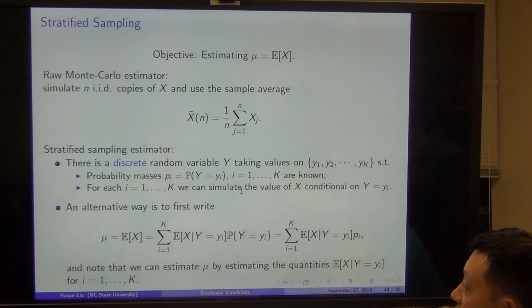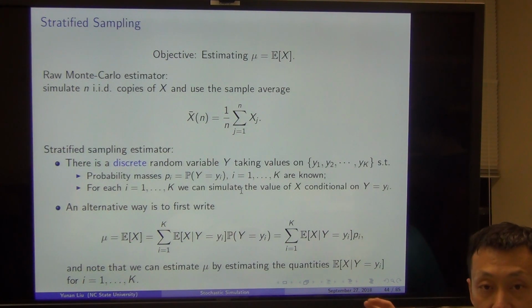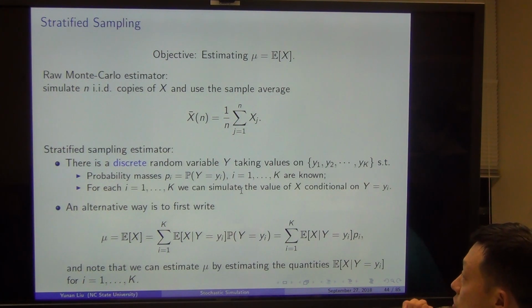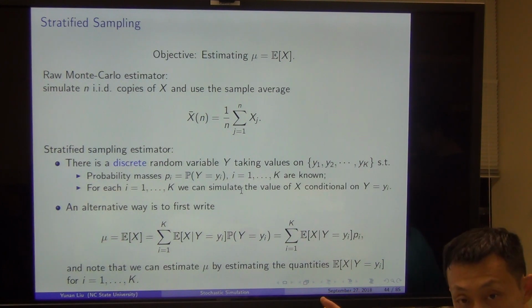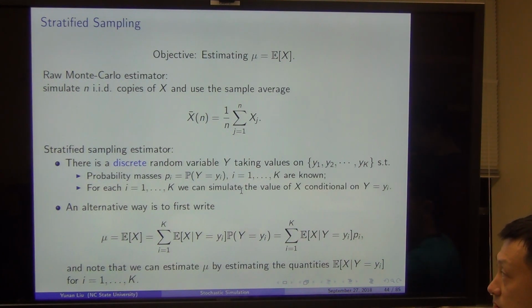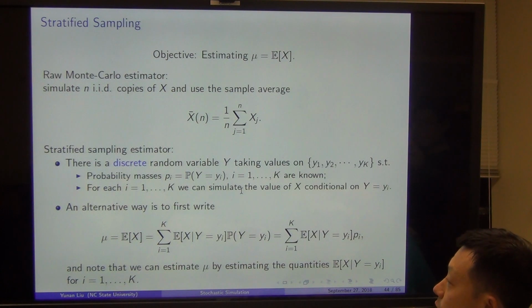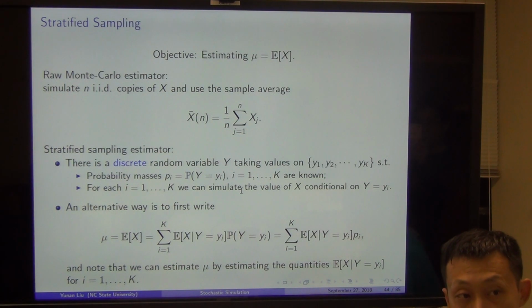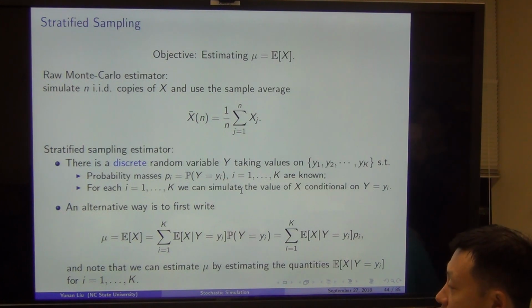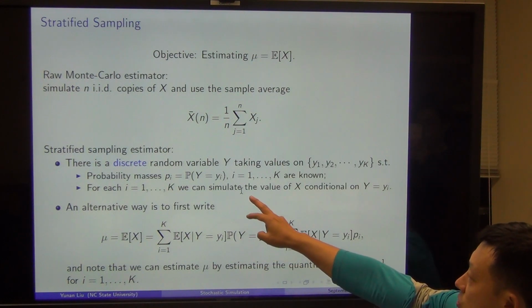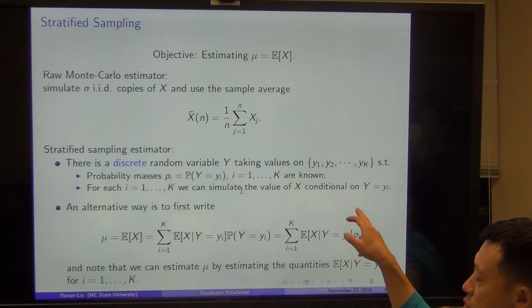The idea of stratified sampling is the following. Consider a discrete random variable Y, and this is something you want to condition on, right? You need to know the probability mass function of Y, call that pi. So pi has to be given. You can't simulate, you have to know pi. And for each case where Y equals y_i, for each ith case, you need to be able to simulate X. So you need to be able to simulate the value of X given that Y equals y_i.